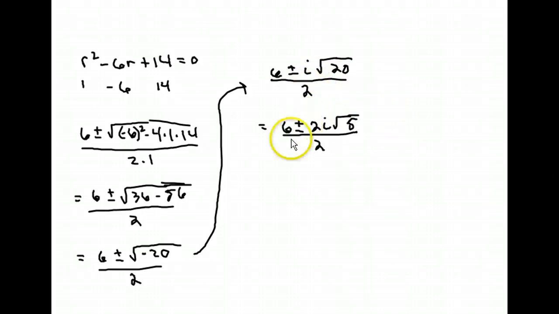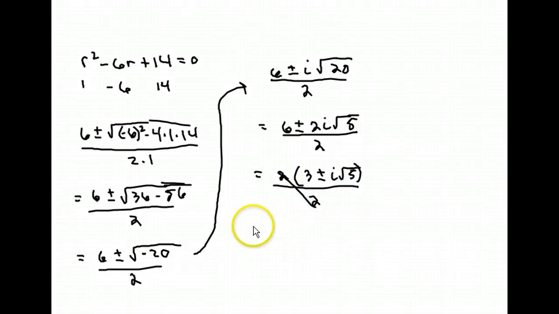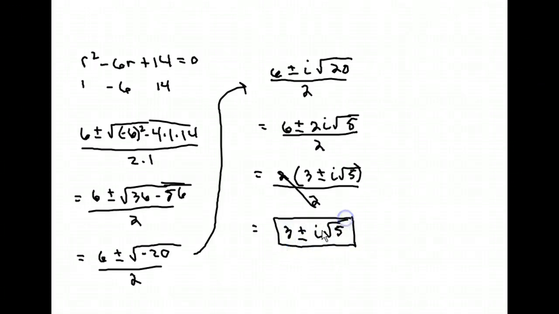So when you factor a 2 out of the top, it becomes 3 plus or minus i square root of 5, and now that's divided by 2. So your two answers are 3 plus i square root of 5 and 3 minus i square root of 5, which is a complex number.